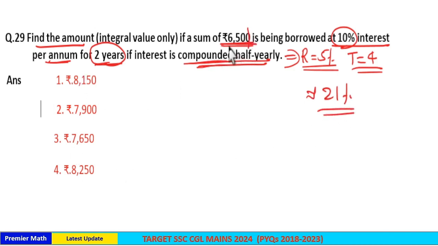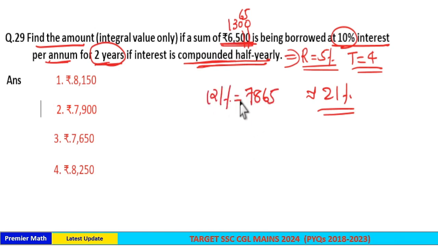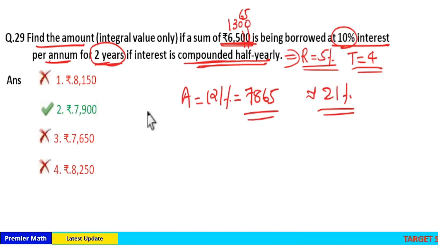Now 10% of 6,500 is equal to 650. So 20% is equal to 1,300. And 1% is equal to 65. So the total amount will be 6,500 plus interest 1,365, which is equal to 7,865. 65 plus 13 is 78. So 121% amount is equal to 7,865. Option 2 is your answer.